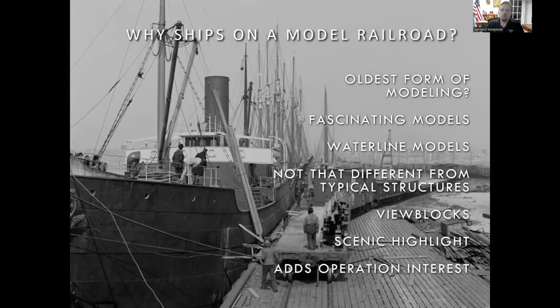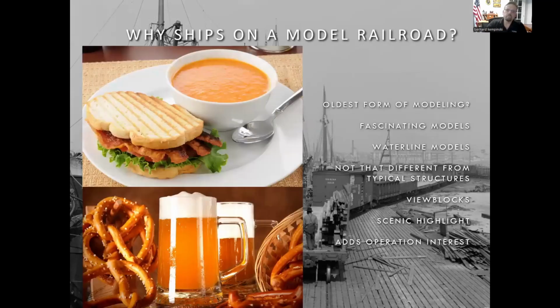They also are scenic highlights of railroads. If you have a well-built ship model, it will definitely be one of the highlights of your railroad. And the ships, particularly in O scale that I work in these days, can act as view blocks, so that instead of having to have a big mountain, you could just put a ship there and it helps break up the scene. So lots of good reasons to put a ship on a model railroad. And they really go together like soup and sandwich or a beer and pretzel.